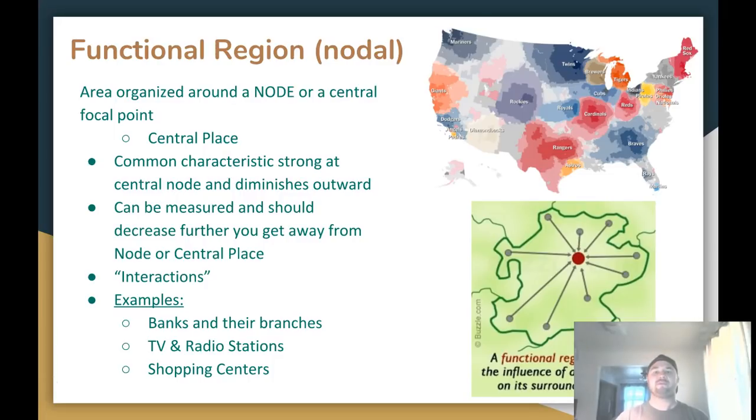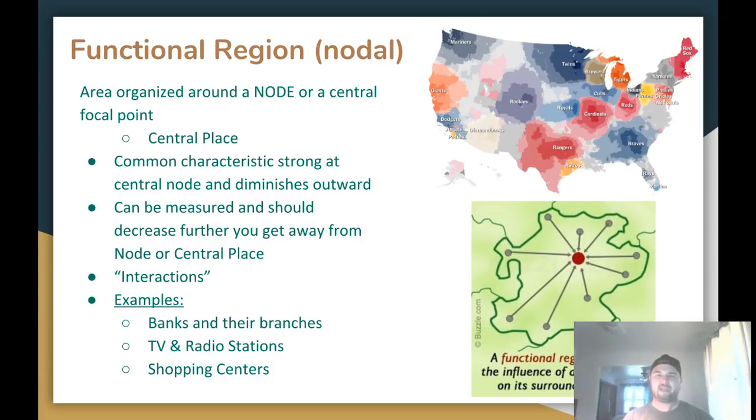Now, the next one we're going to look at is going to be the functional or nodal region. Now remember, sports teams are not all functional regions. This map is showing you that it's a functional region, right? This is not the Twins region because not everybody there is a Twins fan. You can see the node there, and the further you get away, the less and less. The better ones to use for this one is thinking about that central place idea. TV stations, the further you get away, the signal goes out. The radio station, the further you get away, the signal goes out.